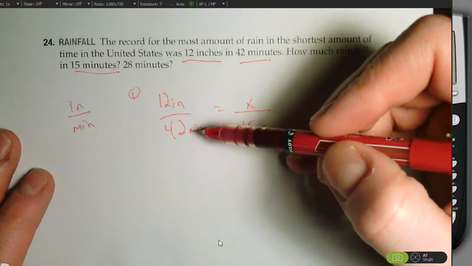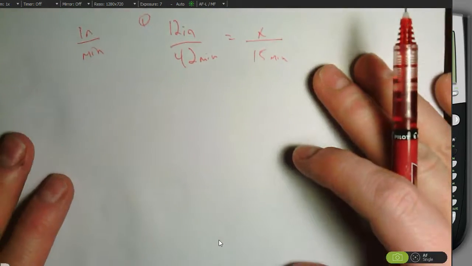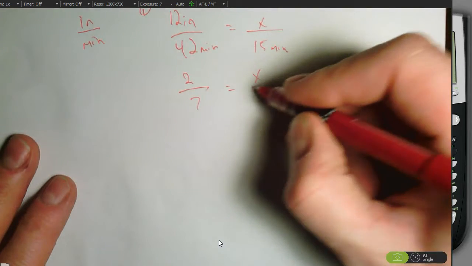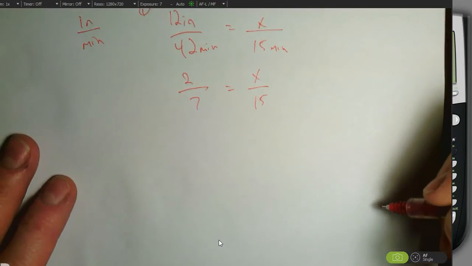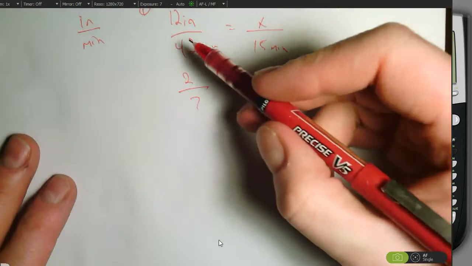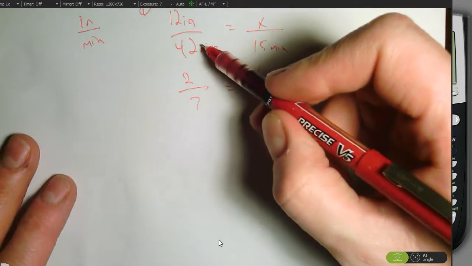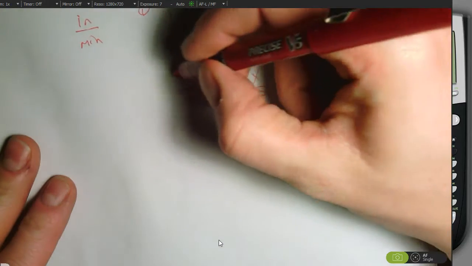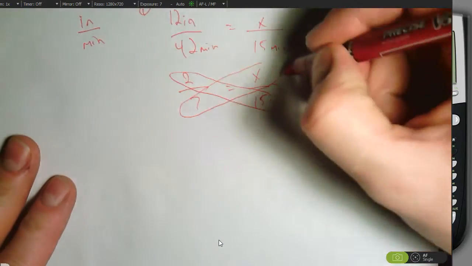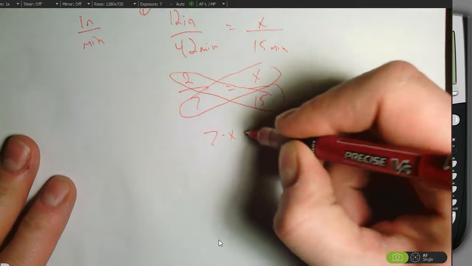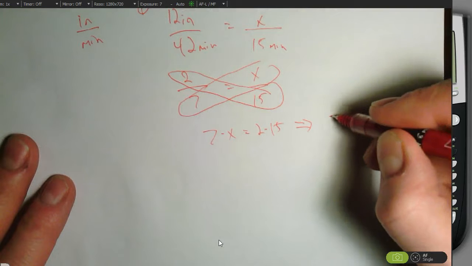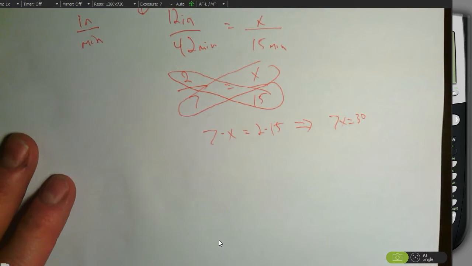So 12 and 42 are both divisible by 6. I'm going to make this 2 over 7 equals x over 15, because 12 divided by 6 is 2, 42 divided by 6 is 7. And now it's a lot easier to work. So I cross multiply to solve. 7 times x equals 2 times 15, meaning 7x equals 30.